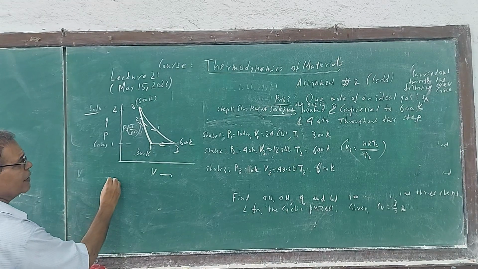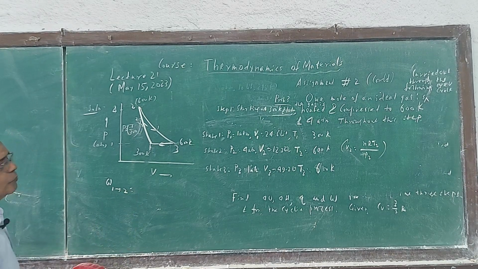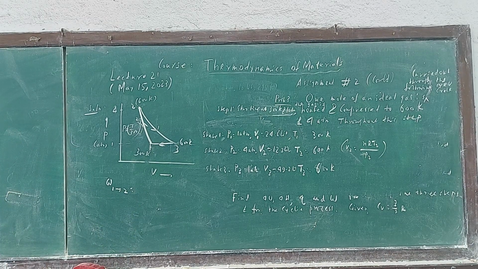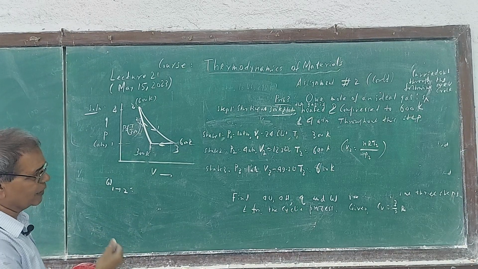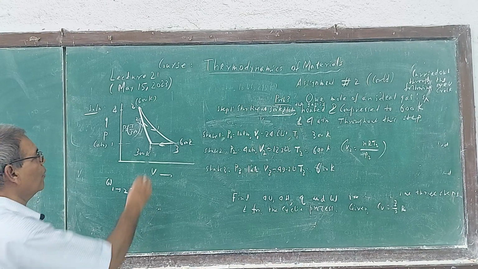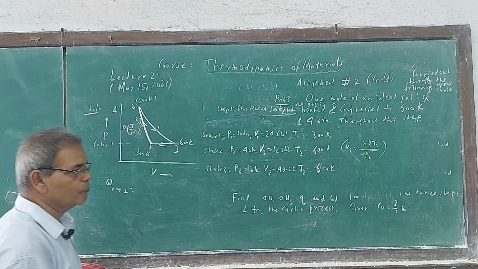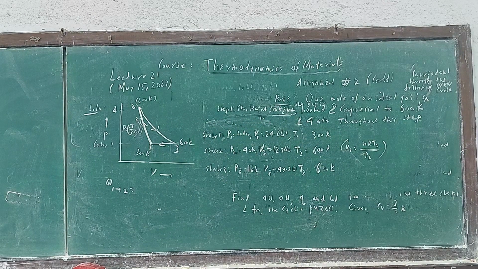So start. What is the work done? W1 to 2. Work done W1 to 2. This part I will discuss next class. I am very sorry that I could not complete. 1 to 2, how will you do? Want to think about this? Let me know. How will you get it?